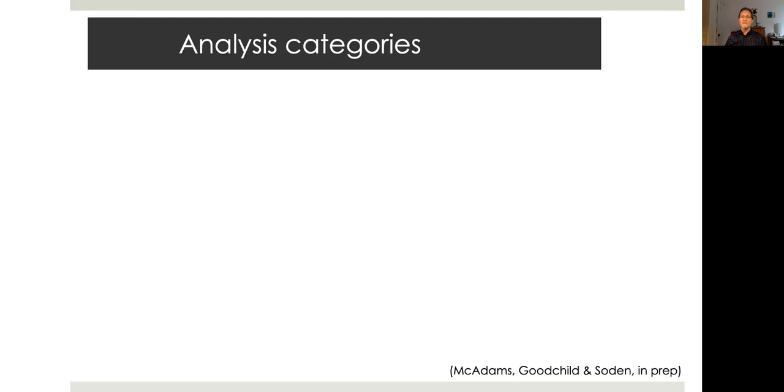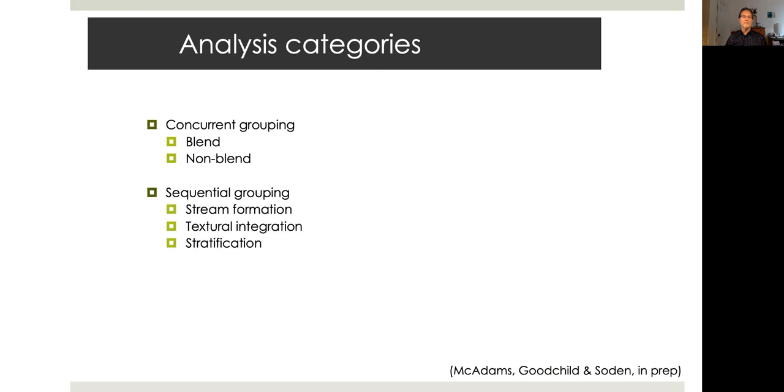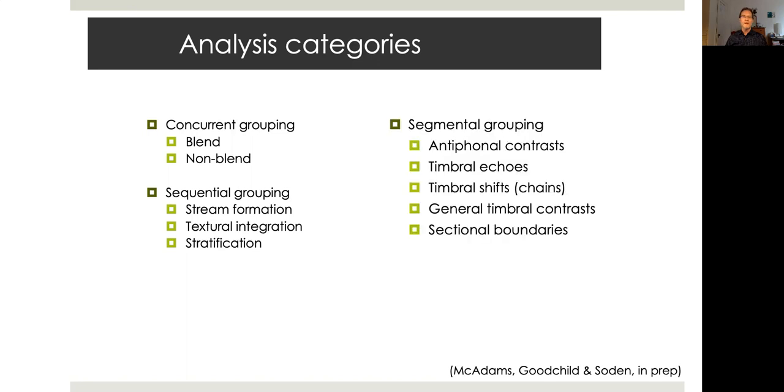I will present a taxonomy of categories we've developed to analyze the perceptual results of orchestration that are linked to auditory grouping principles, the primary aim being to develop systematic tools for human and automated computer music analysis that are grounded in knowledge about perception. I'll start with concurrent grouping, whether things blend together or not, sequential grouping, where we form streams or surface textures or strata, orchestral strata, and segmental grouping with things such as antiphonal contrast, timbral echoes, timbral shifts, general timbral contrasts, and sectional boundaries. Let's start with concurrent grouping.